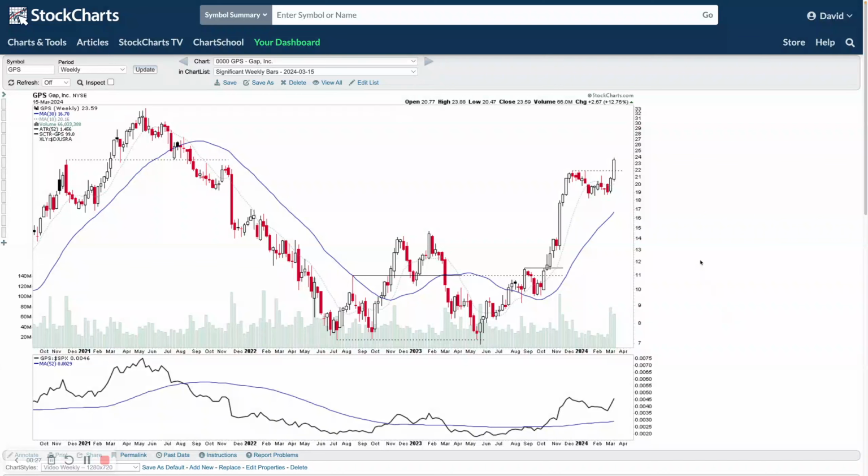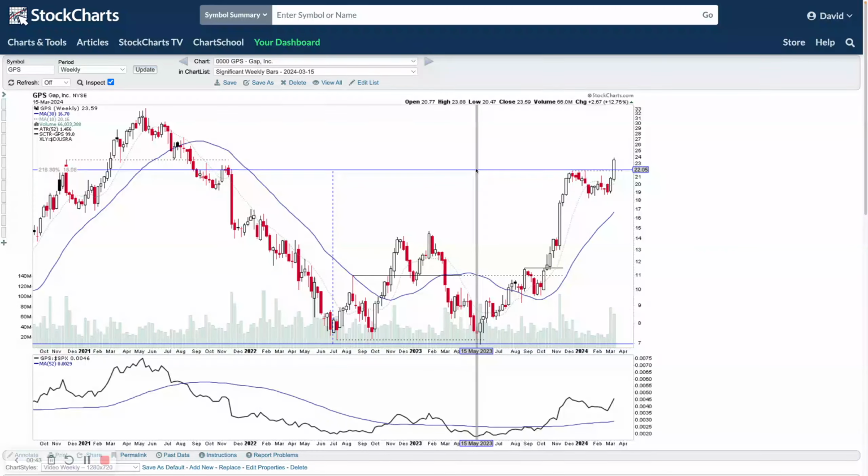But we're going to start off today with a look at the significant bars, starting with GAP here, GPS. So it's making a new stage 2 continuation breakout attempt this week on earnings results. So you can see its move over the last year. It's up around 200 or so percent.